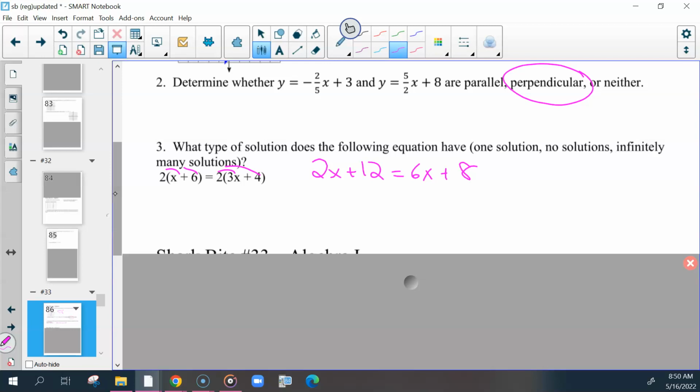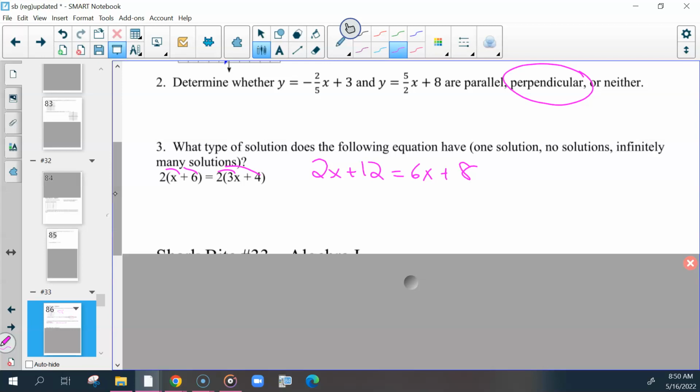It doesn't matter as long as, if it said what is the solution, that'd be different. It's infinitely many if it equals 0, if you solve it completely and it's 0 equals 0, or the same number equals the same number. Or if your coefficients are the same and your constants are the same.